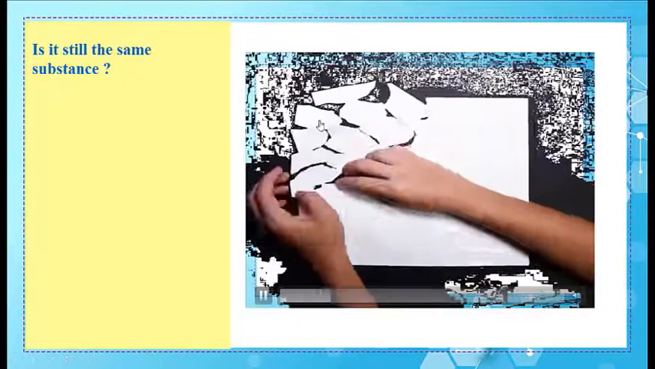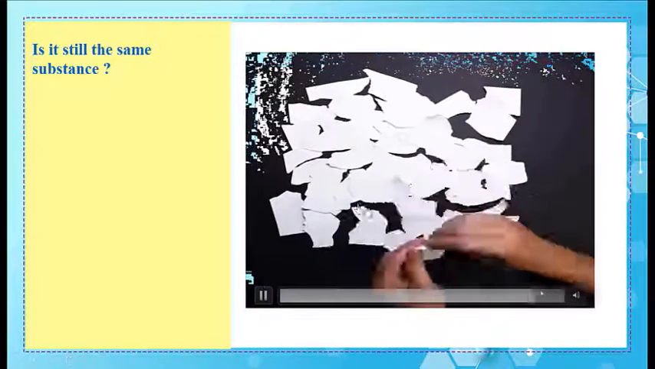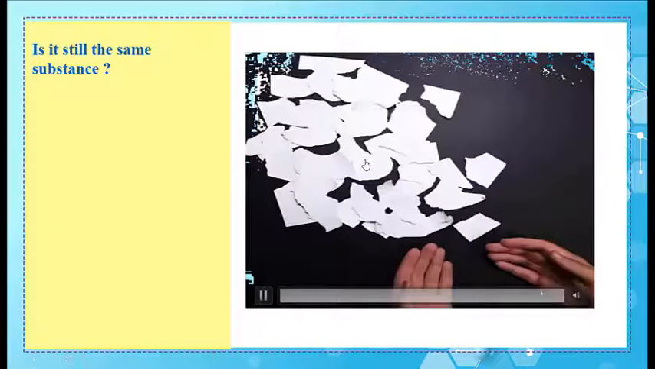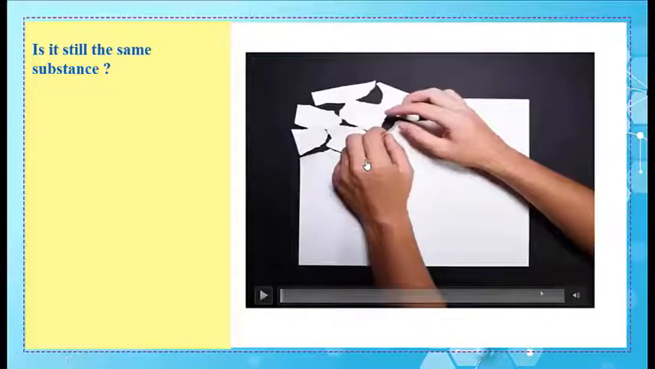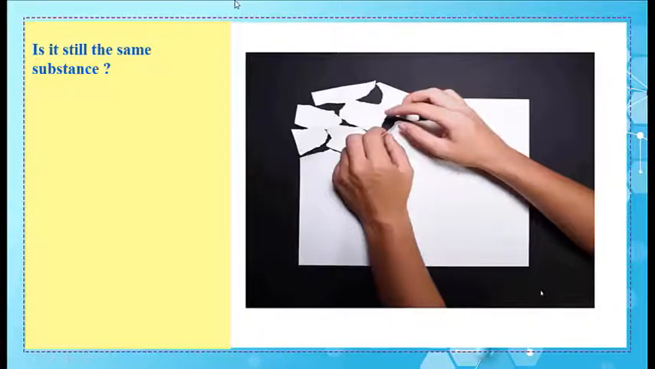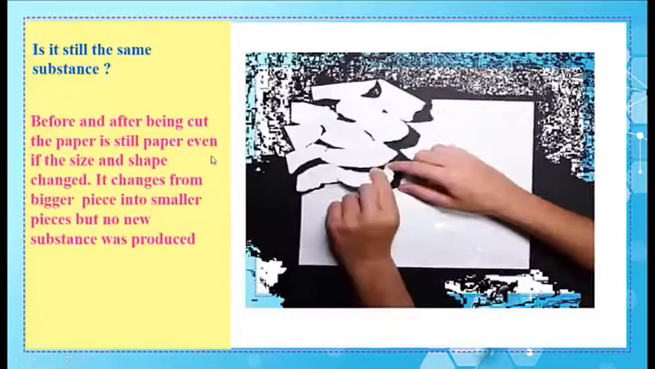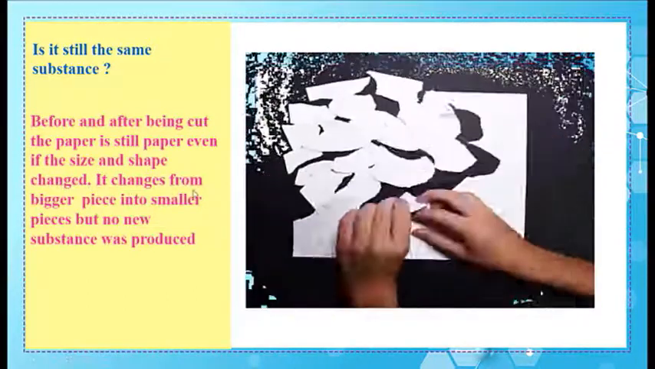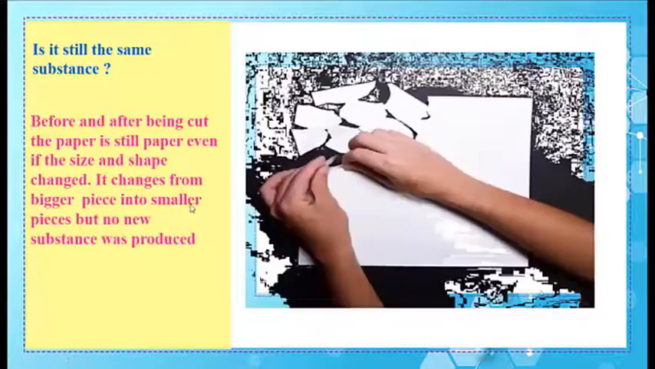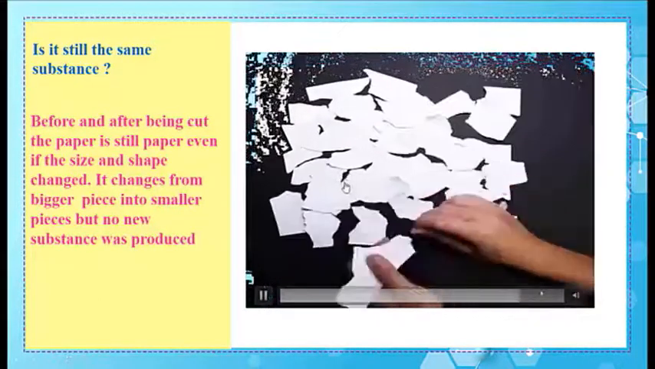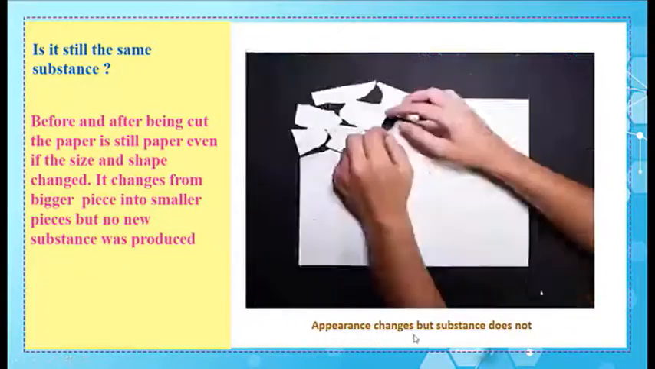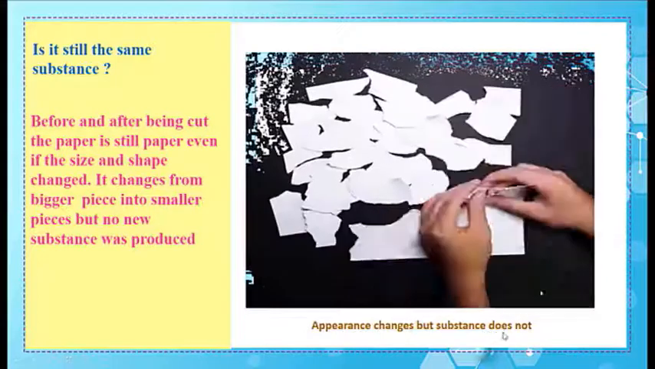Nice. Is it still the same substance in your opinion? Going back to previous example, let's start from one big paper. What do we do? Cutting it down to obtain what? Small papers. Then do we still have the same substance? Think about it. Before and after being cut, the paper is still paper, even though the size and shape changed. It changed from bigger piece into smaller pieces, but no new substances are produced here. Only the appearance changed, but the substance does not.